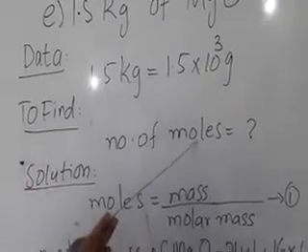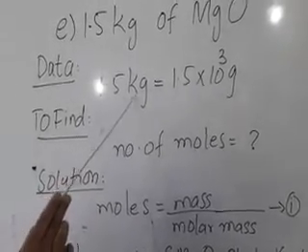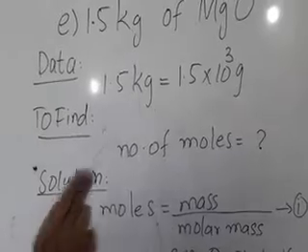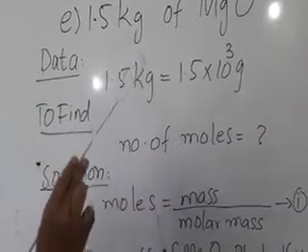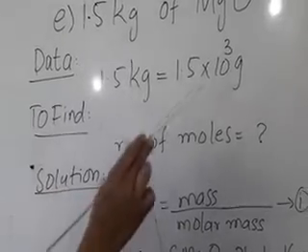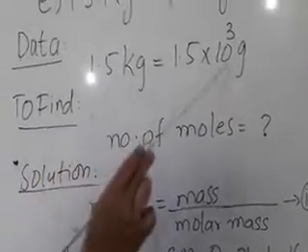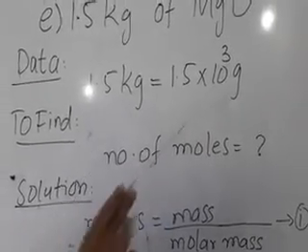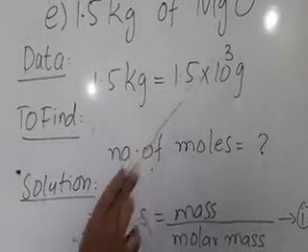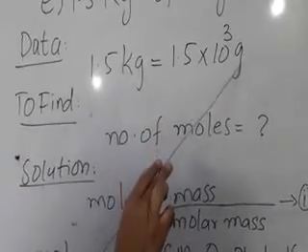Again we see the mass is not in grams, it is in kilograms. So we have to convert it into grams first. We know the symbol kilo stands for 10 raised to power 3 or 1000. So just place its value there. Instead of k, we just write its value, so 10 raised to power 3. So 1.5 into 10 raised to power 3 grams. This will be your mass.